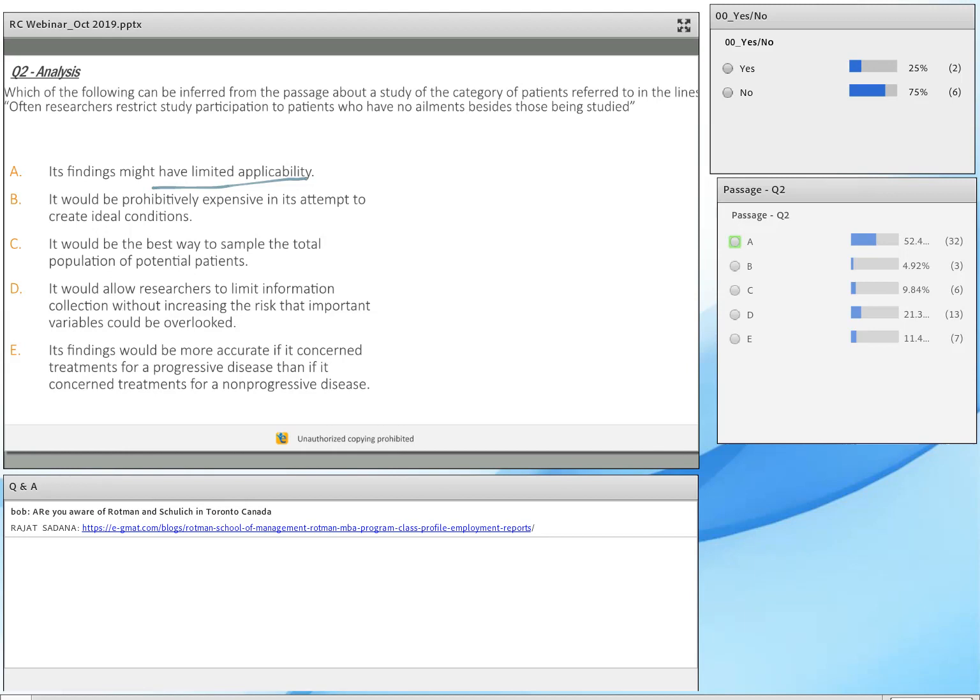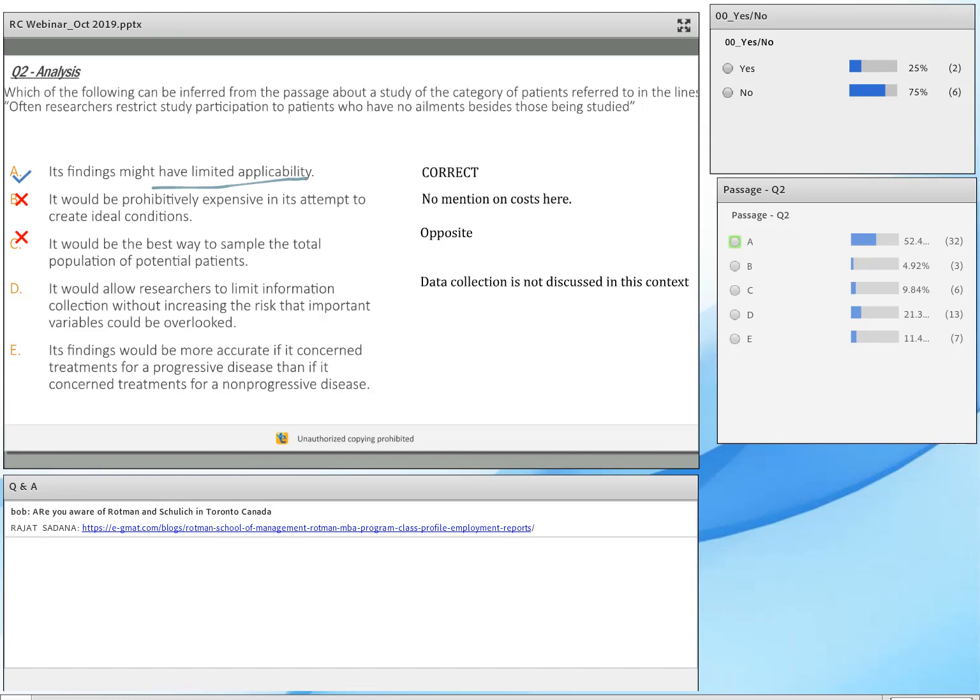It would be prohibitively expensive in its attempt to create ideal conditions. Again, there is no talk about cost with regards to selecting only patients who have that ailment. So this choice is wrong. It would be the best way to sample the total population of patients. This is actually the opposite. It doesn't really sample. It's not representative of all the population.